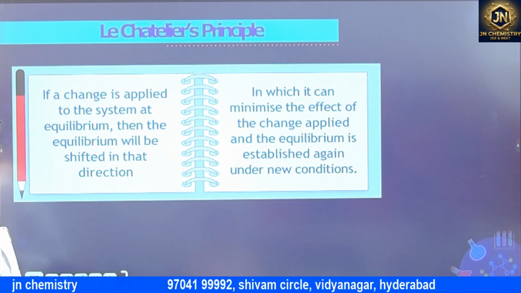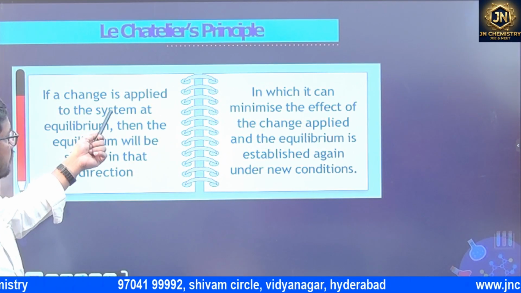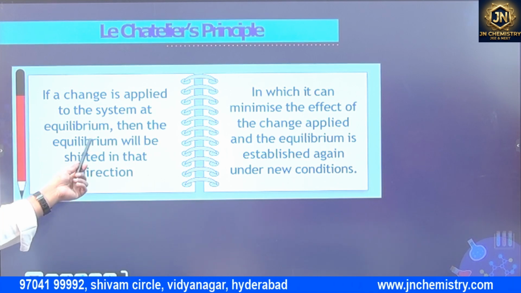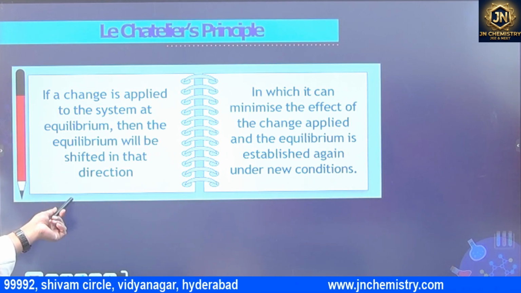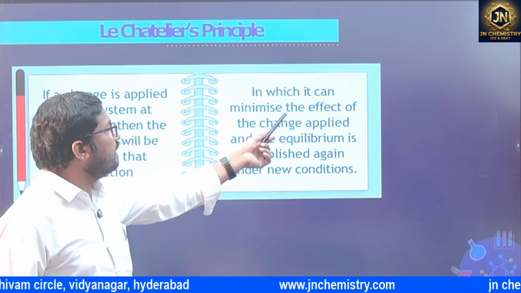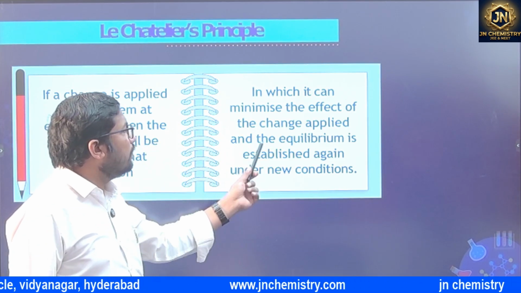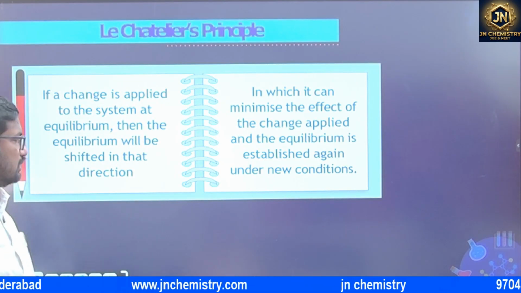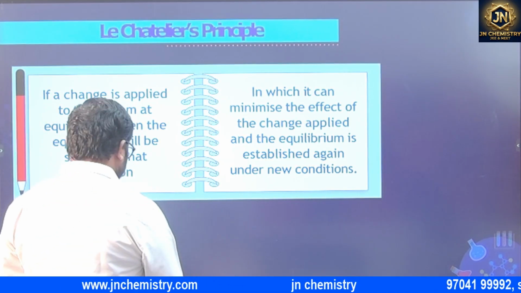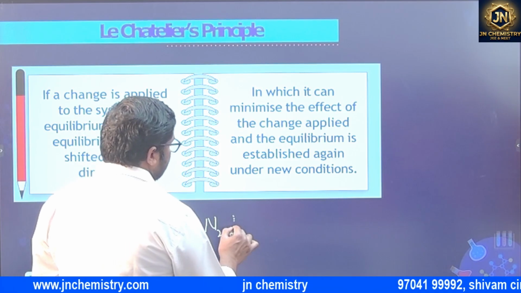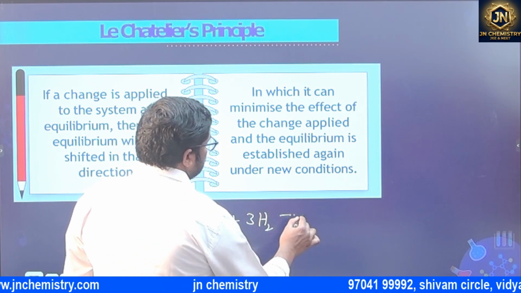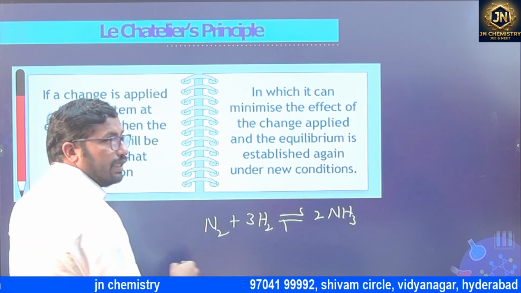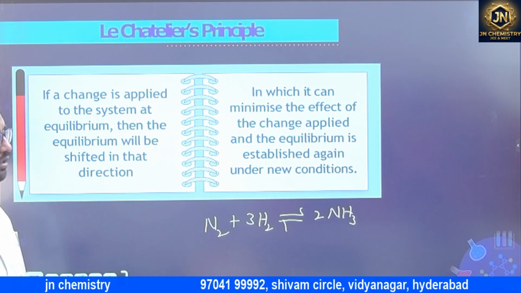So Le Chatelier's principle: if a change is applied to the system at equilibrium, then the equilibrium will be shifted in the direction that minimizes the effect of the change applied, right? The equilibrium is established again under the new conditions. So I already told you this same example, I am taking it once again. Already it is imagined to be in equilibrium, right?